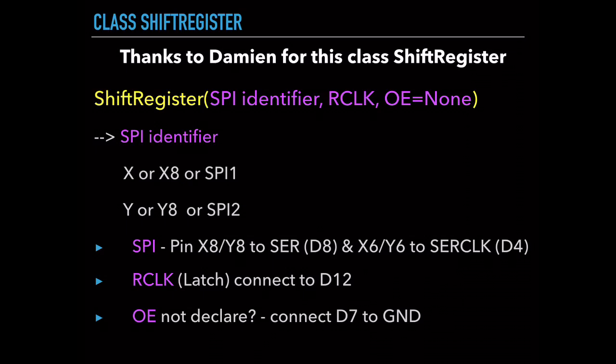And the serial data of the MicroPython has to be connected to terminal D8 of the motor driver shield, and the serial clock has to be connected to D4. The latch has to be connected to D12, and the output enable OE we can declare, or by default it is None. If you didn't declare OE, it is assumed that you are connecting D7 of the motor driver shield to ground.